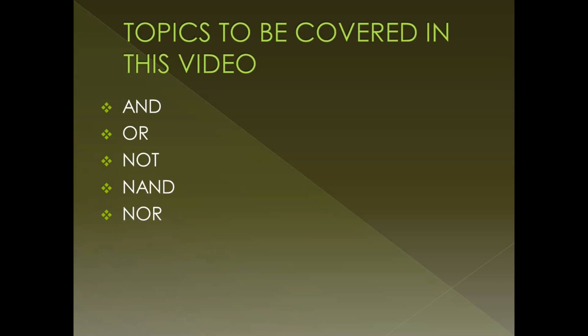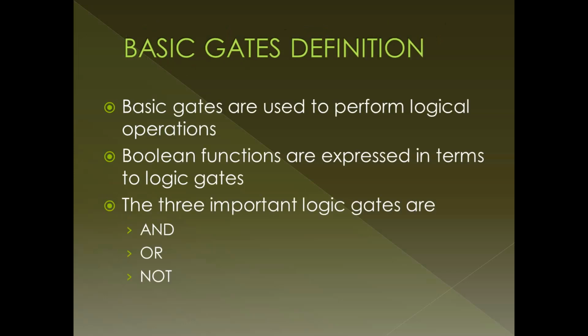Now in this particular video we are going to cover topics like AND gate, OR gate, NOT gate, NAND gate and NOR gate. First of all, what are basic gates? Basic gates are used to perform logical operations. Boolean functions can be expressed in terms of logical gates. The most important logic gates are AND, OR and NOT. We'll see how all these function.